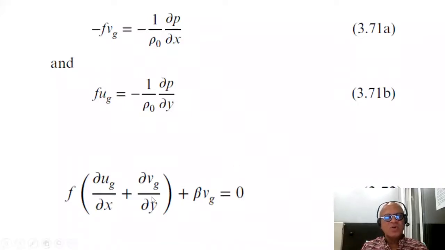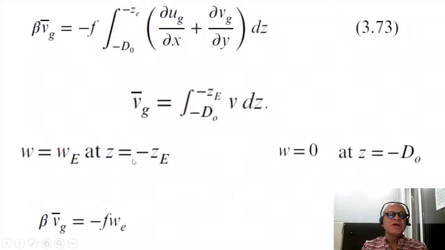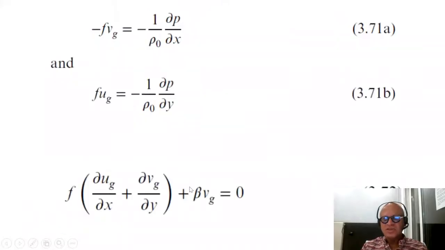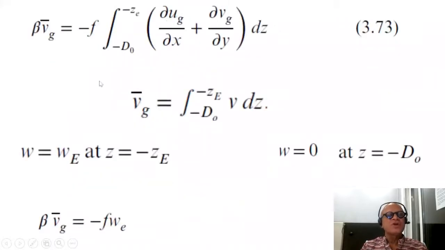Okay, this is kind of an important relation, even though it looks very simple. We can again integrate that in the vertical. So we are going to get beta times V bar g, which is the integrated meridional transport now. On the other side you have going from minus d0, the depth of no motion, to minus ze. What is minus ze? It is the bottom of the Ekman layer. So we are looking at the interior. This is why we called it the induced geostrophic flow.